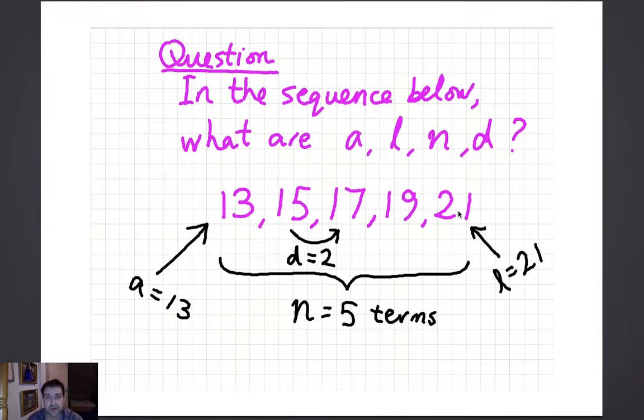So in class we asked the question, in the sequence below, what are A, L, N, and D? So A is the first term, 13. D is the common difference, which is 2, because each term you add 2 to get the next one. In this case, the last term is 21, so L equals 21, and then N equals 5. There's 5 terms.